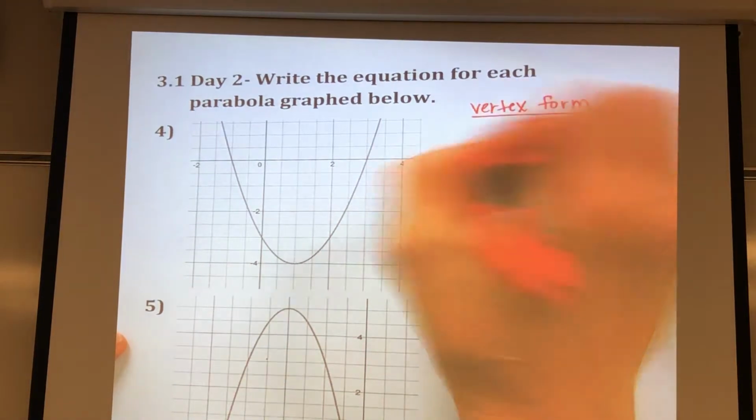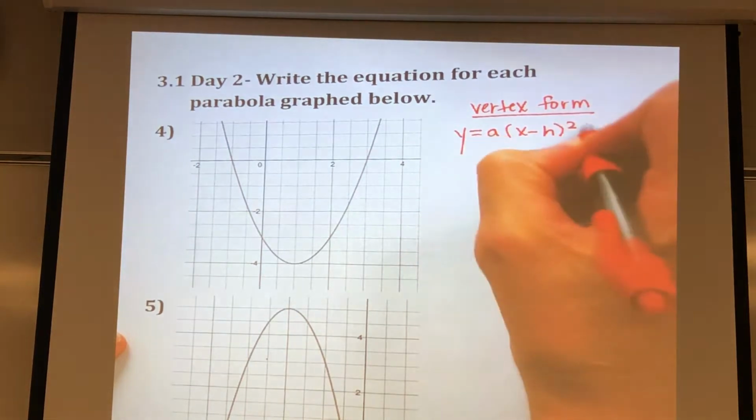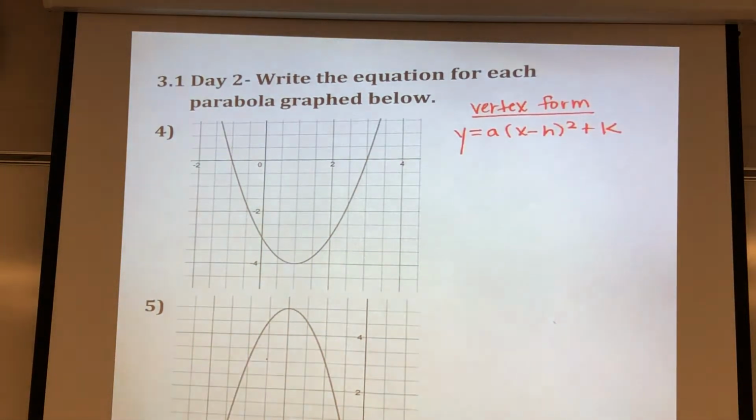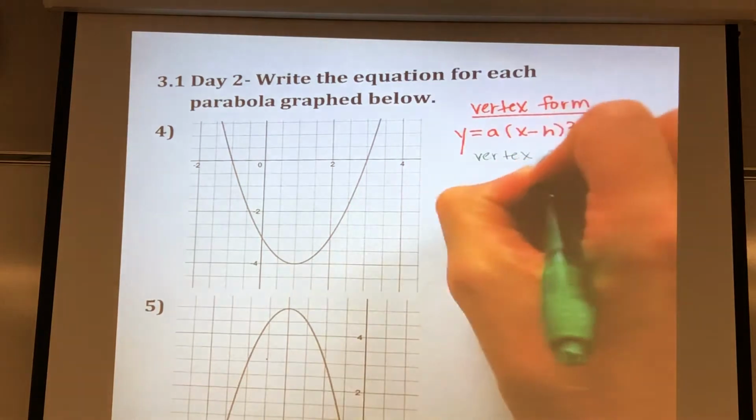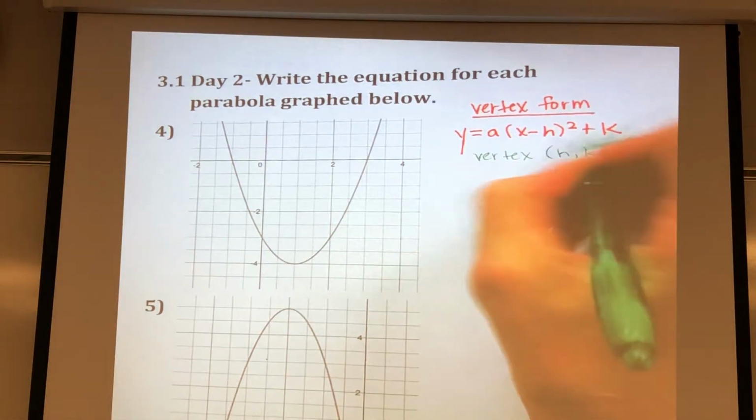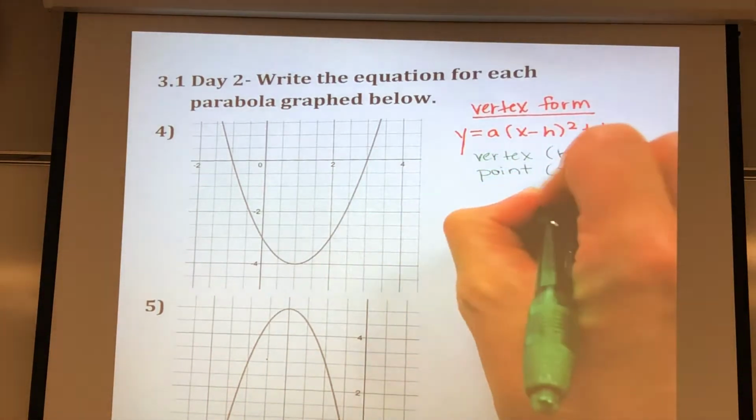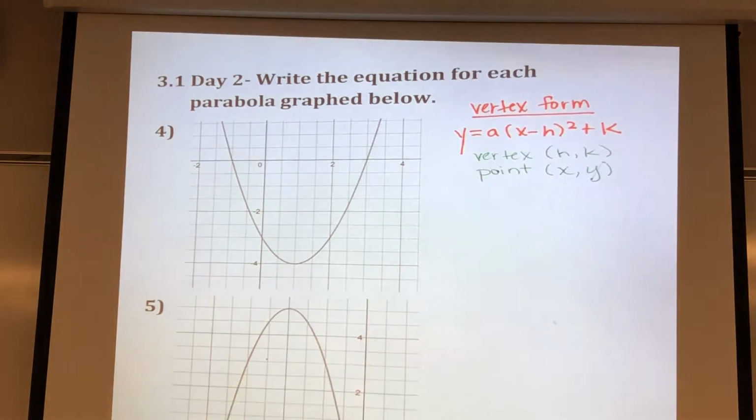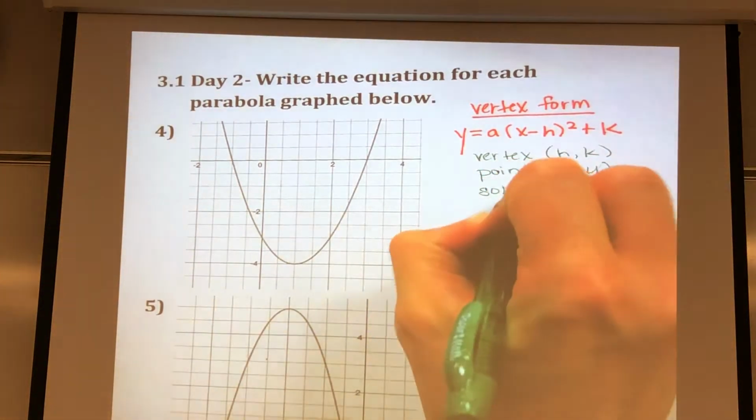So vertex form is y equals a(x minus h) squared plus k. Anytime you are trying to write an equation of a parabola from a graph, you're going to need to find two things. You're going to need to find the vertex, which we will fill in for the letters h and k, and then you're going to need to find another point somewhere on the line that we will fill in for the variables x and y. So your goal is to find those 2 points and then we substitute in, and after we do that we will then solve for a.